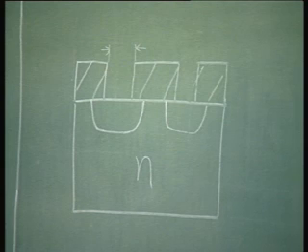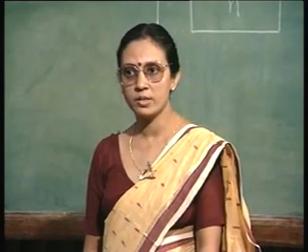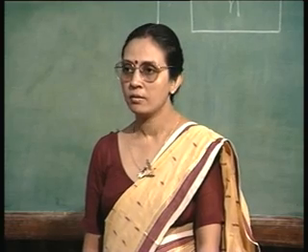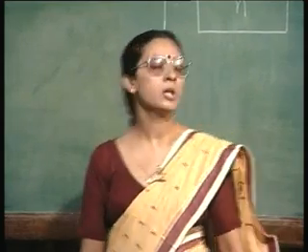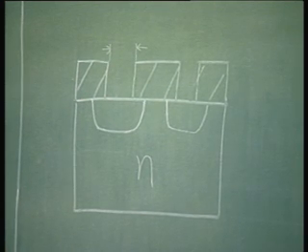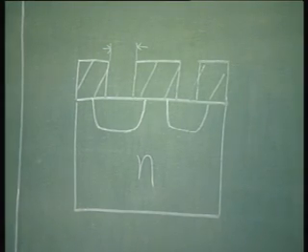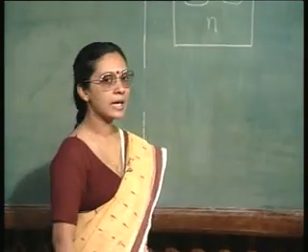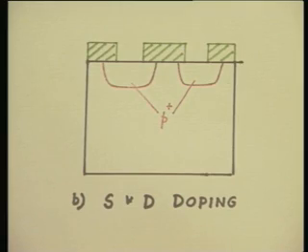So, when you are doping through a window, you cannot really dope precisely according to the dimensions of the window. There will always be some lateral encroachment, okay? And this lateral encroachment will be more and more if your junction is deeper. For a shallower junction, the lateral encroachment will be comparatively less. For a deeper junction, the lateral encroachment will be more. Okay. So, this is actually the second step or step B in the card.